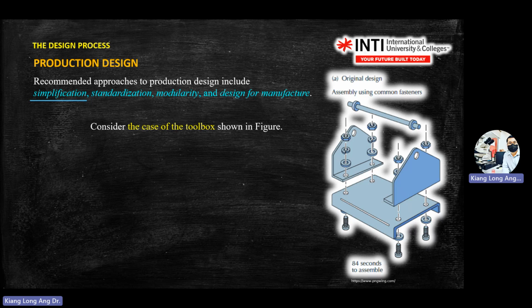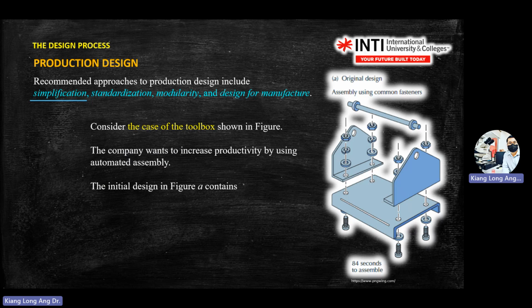So a company wants to make a toolbox, something like this, for example. They want to increase productivity by using automated assembly. They want to use a robotic arm or a process flow to do this assembly. Now, the initial design is shown like this. You have a lot of screws, a lot of holes, handles, and so on.